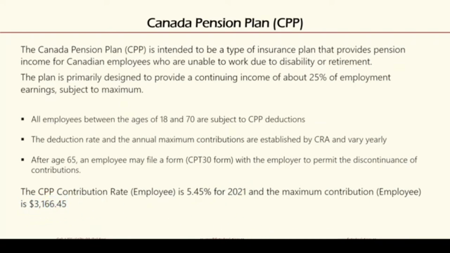$3,166.45. So basically, once the employee reaches that contribution of $3,166.45, thereafter there is no more deduction for the CPP amount. Now, there is also a matching contribution of the same amount by the employer. So in total, for every employee, that is the cost to the employer by matching that CPP contribution.